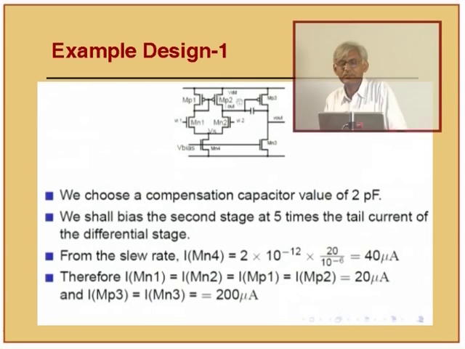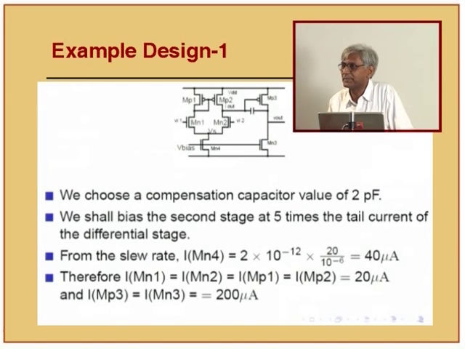First, this is an arbitrary choice, and we may have to iterate over it if it doesn't work out. You choose the value of this capacitor, the compensation capacitor, and we have taken a value of 2 pF here, which is quite representative. If things don't work out, you may have to try various values of this capacitor, and later sometime we'll discuss how to choose this capacitor. But right now, let's take a value 2 pF.